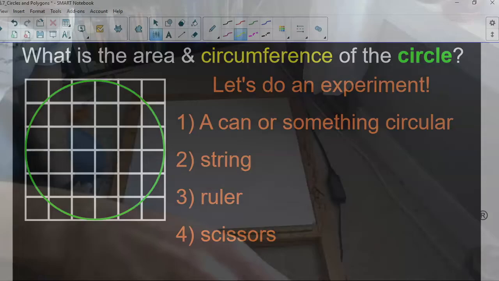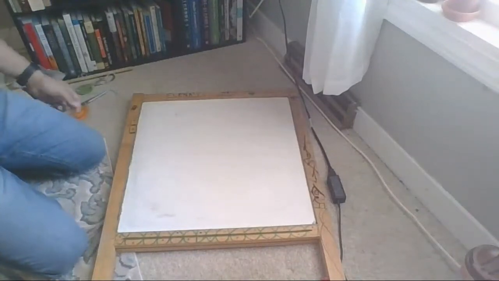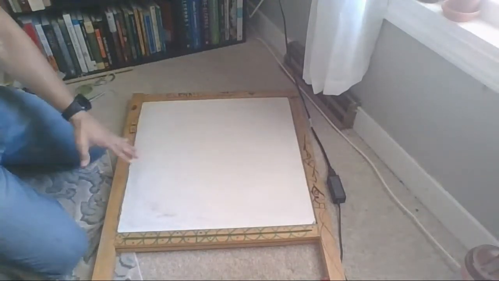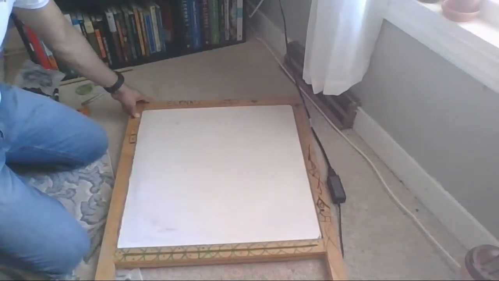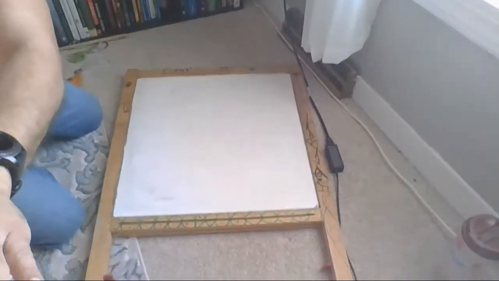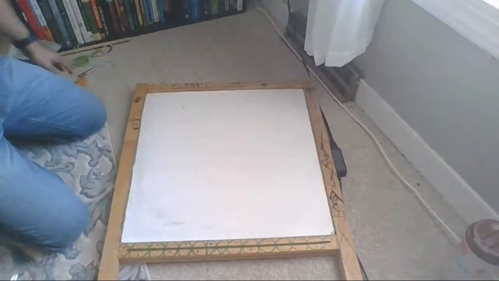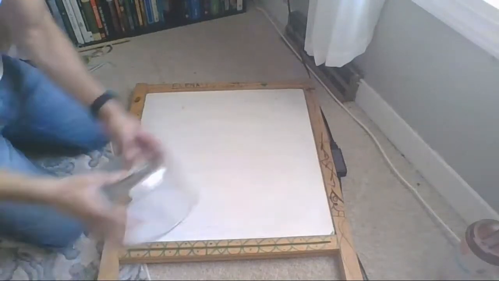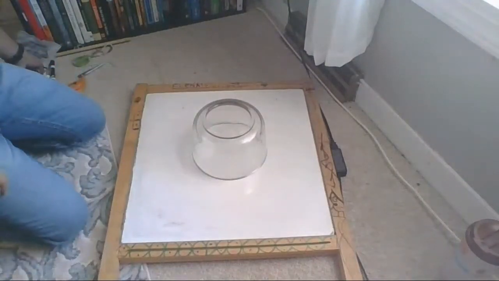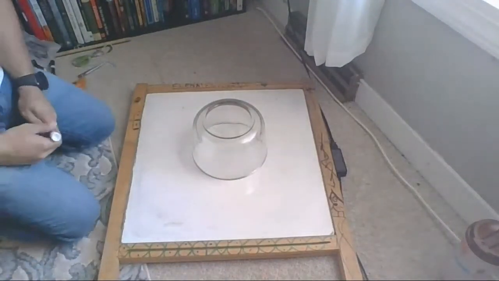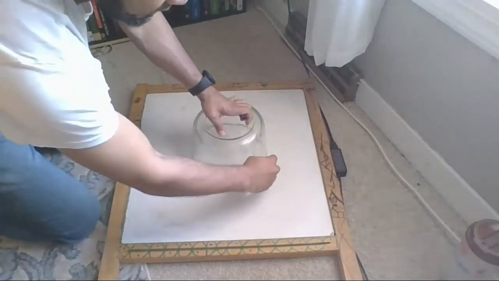All right, now let's go ahead and get into our experiment. Okay, so what you're going to do is on your paper, I'm using a dry erase board, okay, but on your paper, you're going to place your circular object, whether it's a can or whatever it is, on your paper, down like this, all right? I'm going to use my whiteboard, and carefully, I want you to trace around the outside of the circle, all right? So very carefully, right?